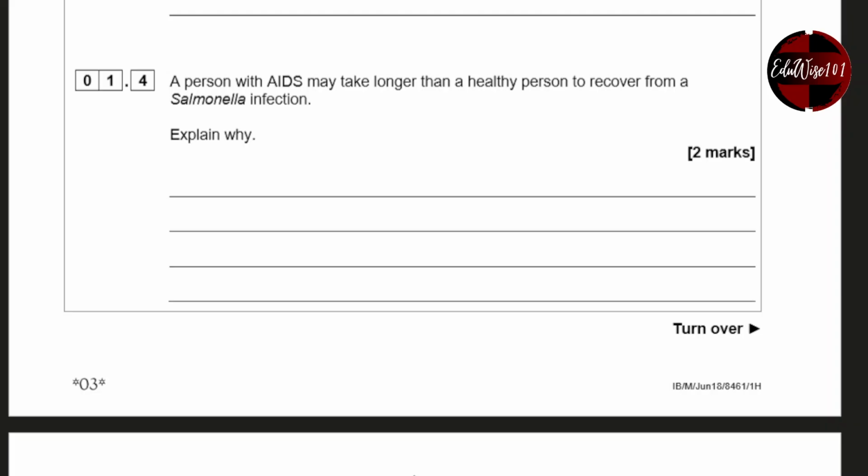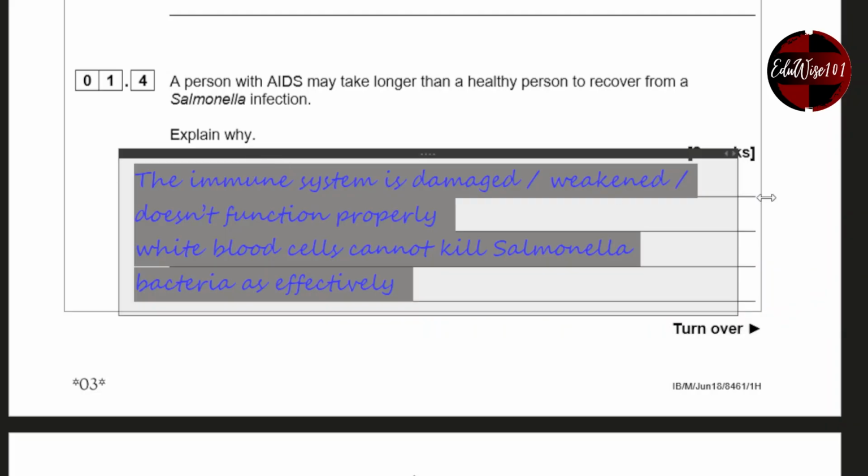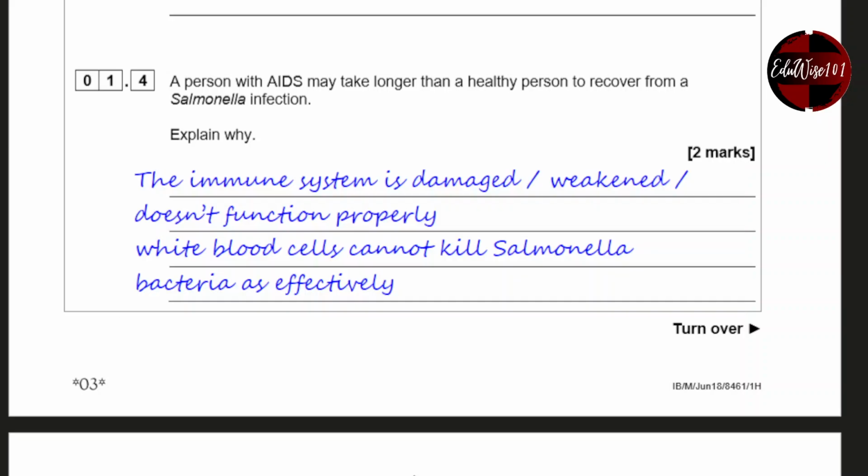A person with AIDS may take longer than a healthy person to recover from a Salmonella infection. Explain why. Now, people who have AIDS, the AIDS virus usually attacks the white blood cells in the person's body. If you don't have white blood cells, then you can't fight off infections. So people with AIDS have a low immunity. So the immune system is damaged or weakened, or it doesn't function properly because the white blood cells cannot kill Salmonella bacteria as effectively.